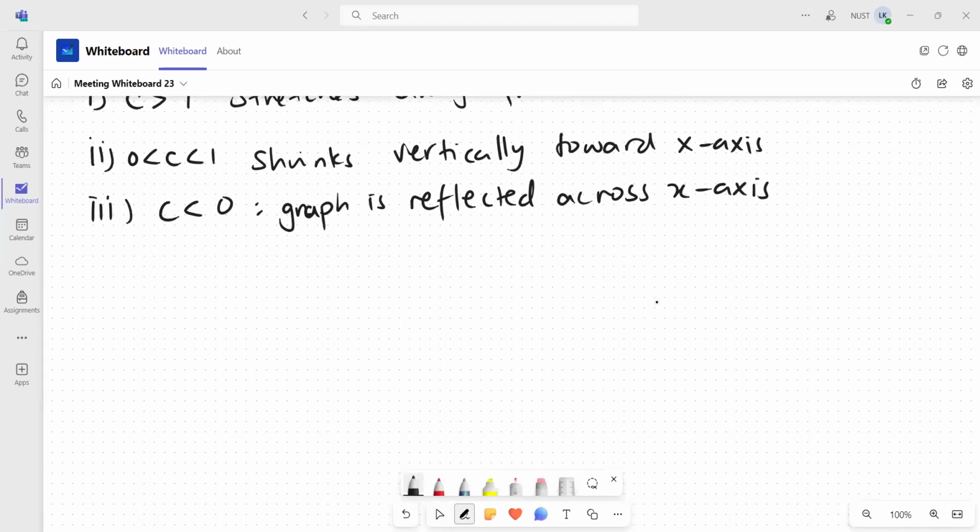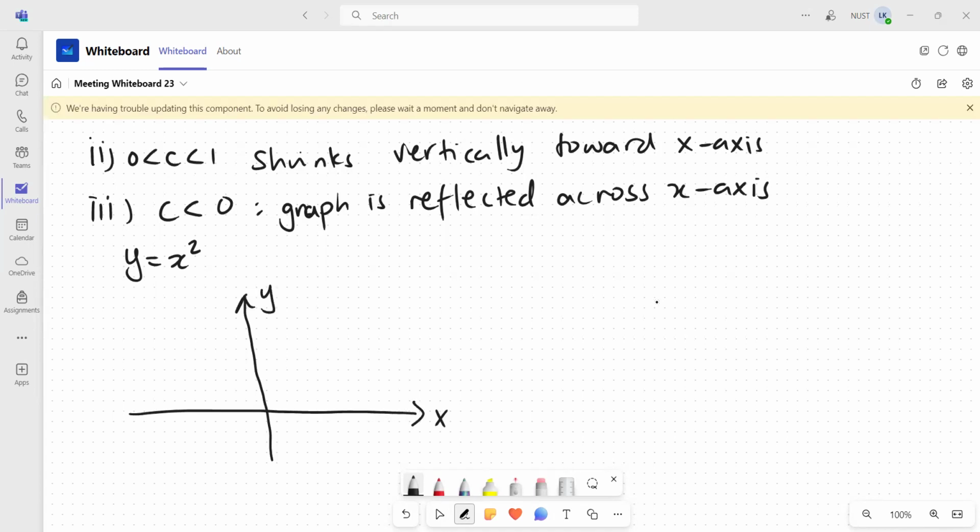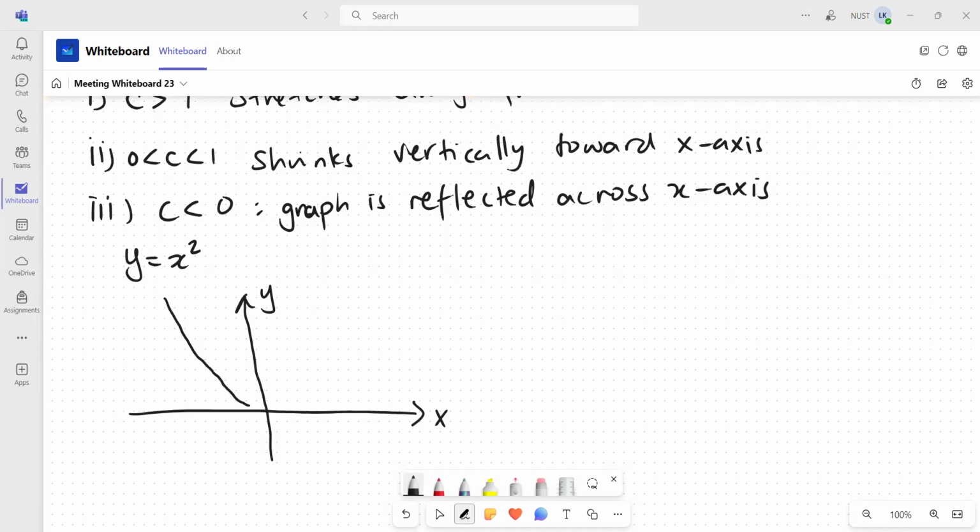Okay, so let's actually see this on some graphs. So we have, again, y is equal to x squared. So if we were to draw our graph, this is our x-axis, this is our y-axis, and this standard graph that we should know, y is equal to x squared.